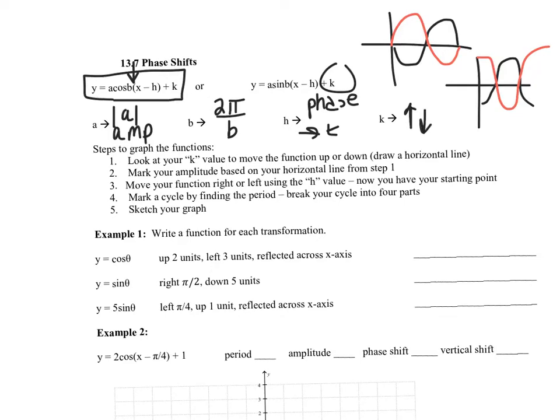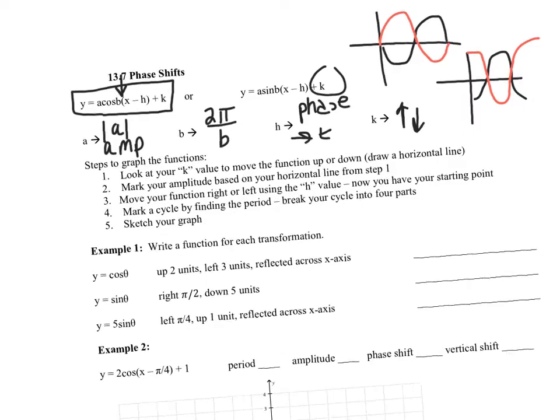So when you graph, the steps I use are: I want you to look at your K value to move the function up or down. So I do that first. Then I mark my amplitude based on the horizontal lines I drew in step 1. Then I'm going to move my function right or left using the H value, which is the phase shift. I'm going to mark a cycle by finding the period and break my cycle into 4 parts, and then I'm going to sketch my graph.